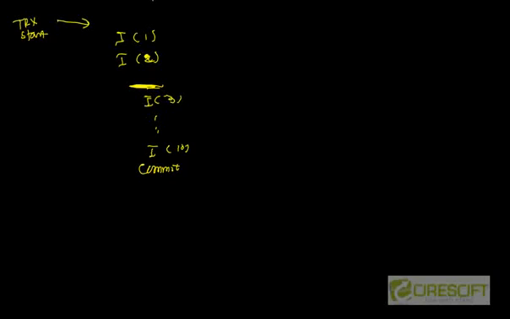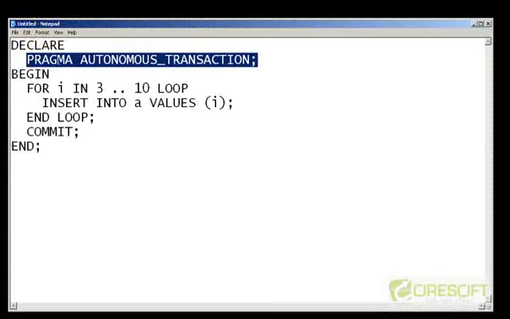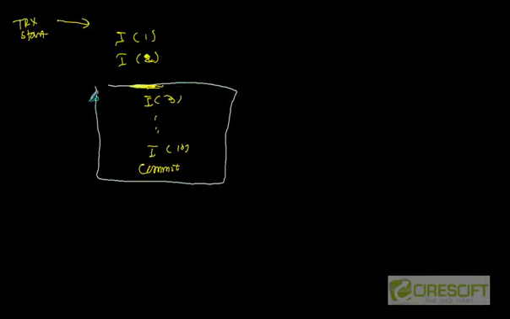So look, this is the autonomous transaction. Why is it autonomous? Because I defined that: I say PRAGMA AUTONOMOUS_TRANSACTION. Then whenever the commit happens, all these 3 to 10, these 7 rows, are committed and made permanent in the database. But these 1 and 2 are still not committed, and we just want to show you that in this scenario.